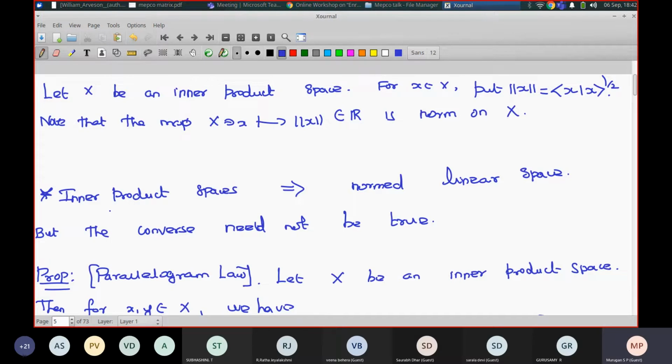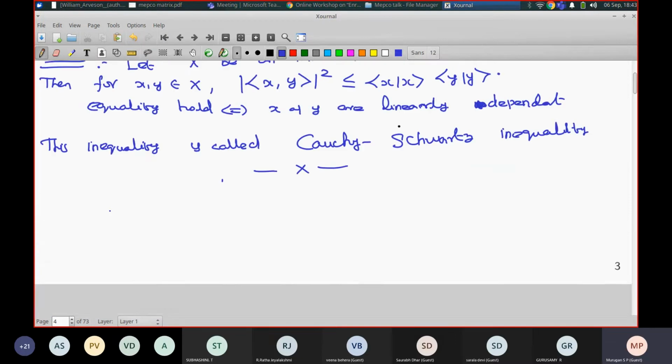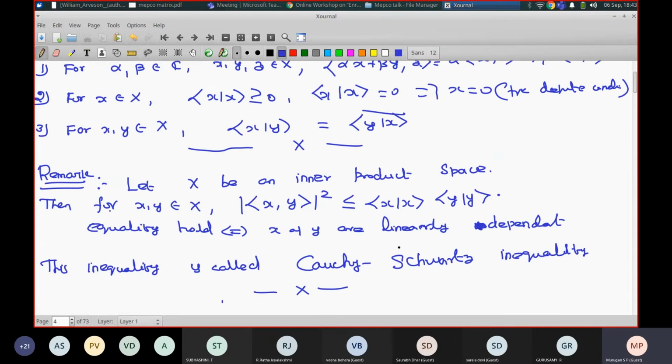The metric you can define by distance between the two vectors x and y is nothing but the norm of x minus y, right? So this is basically a metric. Then one can talk about whether the inner product map is continuous or not. The inner product is continuous because of the Cauchy-Schwarz inequality. From that you can easily deduce that the inner product is continuous.